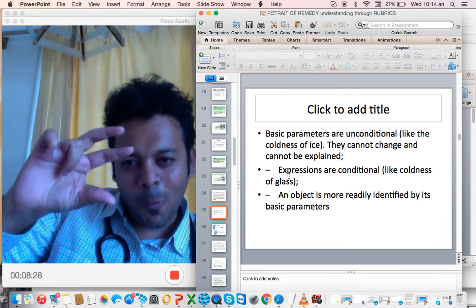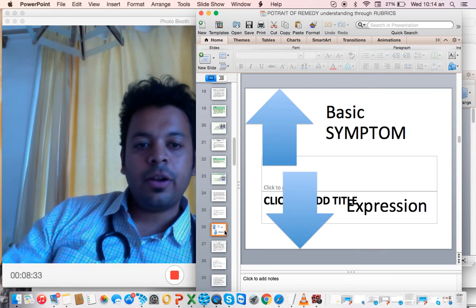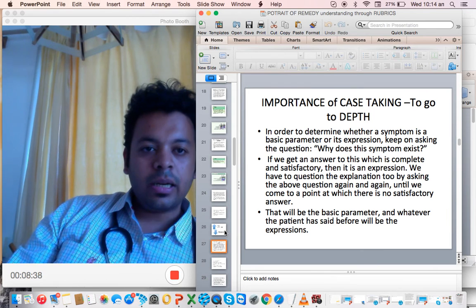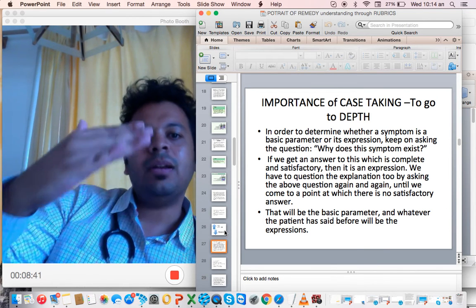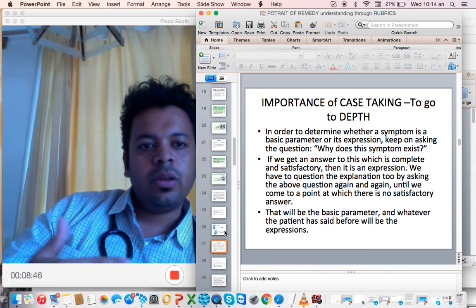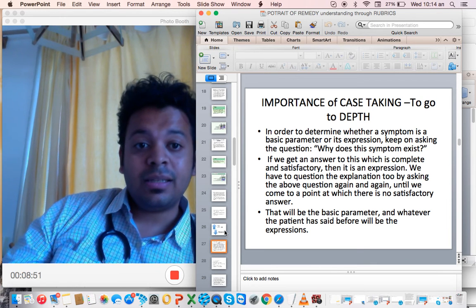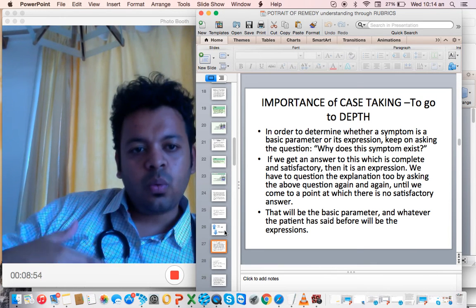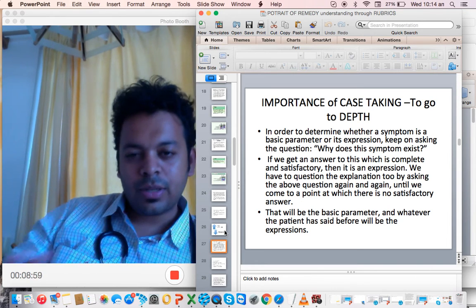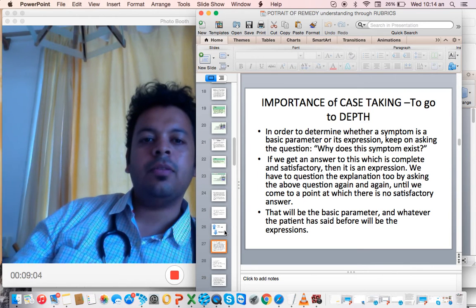It's a little deeper. Homeopathy is a very, very interesting, deceptive science. This is the idea of the basic symptom, this is the idea of the expression. So this is why I want to tell you that in case taking, we have to go to a deeper level. In order to determine whether a symptom is deeper or superficial, you have to keep asking, why does this symptom exist? If we get an answer to this which is complete and satisfactory, it's expression. We have to question the explanation until we come to a point where there is no answer. Once there is no answer, which is strange, peculiar, which you can't imagine, that is the deeper level.